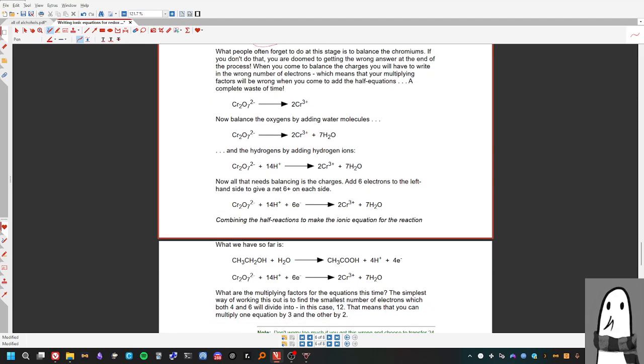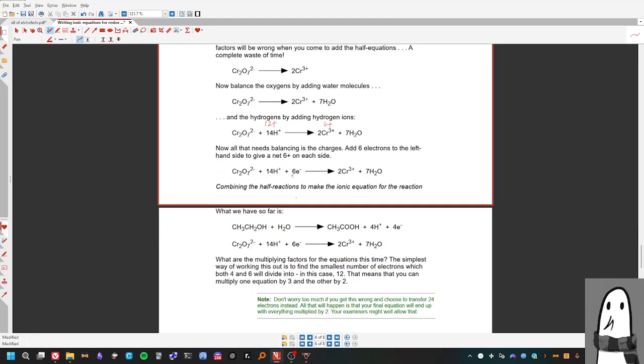Now check the net charges. We have Cr2O7 2 minus and 14 pluses, so that's going to be 12 pluses. Over here you have 2 times 6, so 6 plus on the right side, giving 12 plus. So obviously we're going to need 6 minus on the left side, and that's going to be your final equation.